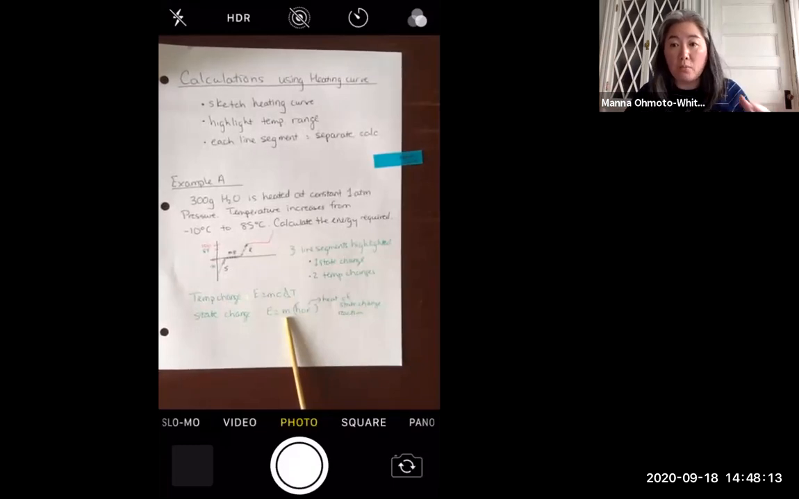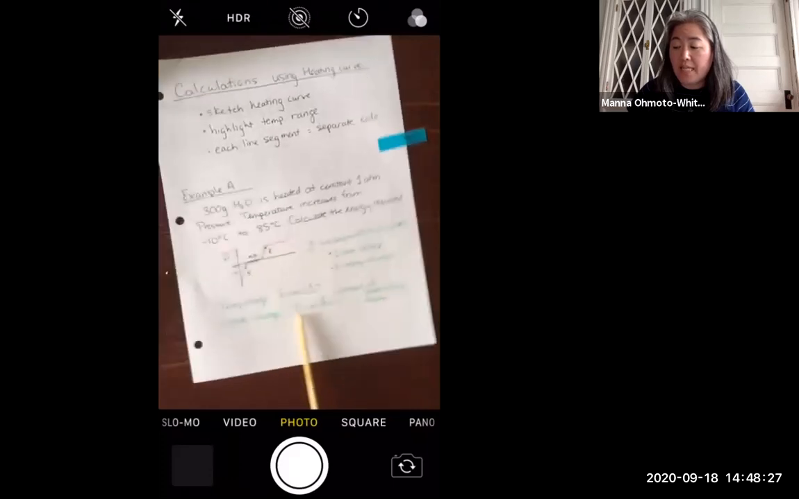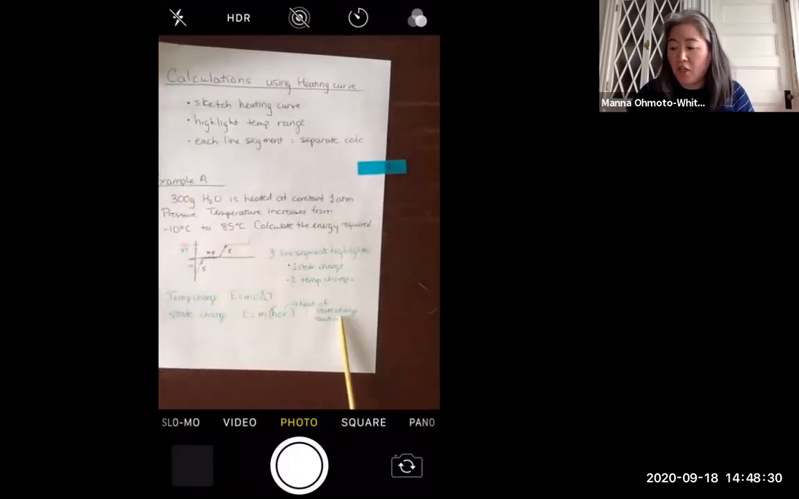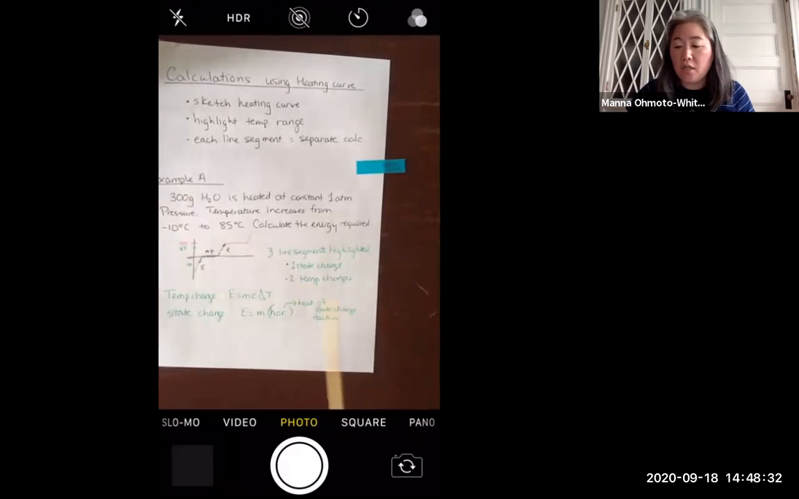If I have to melt more, like a big iceberg versus a small ice cube, it will take more energy. Similarly, if I have to boil it, that will take more energy than if I simply have to melt it. So again, one state change, so I'm going to use E equals M times the heat of state change, and two temperature changes, and I'll use E equals MC delta T.